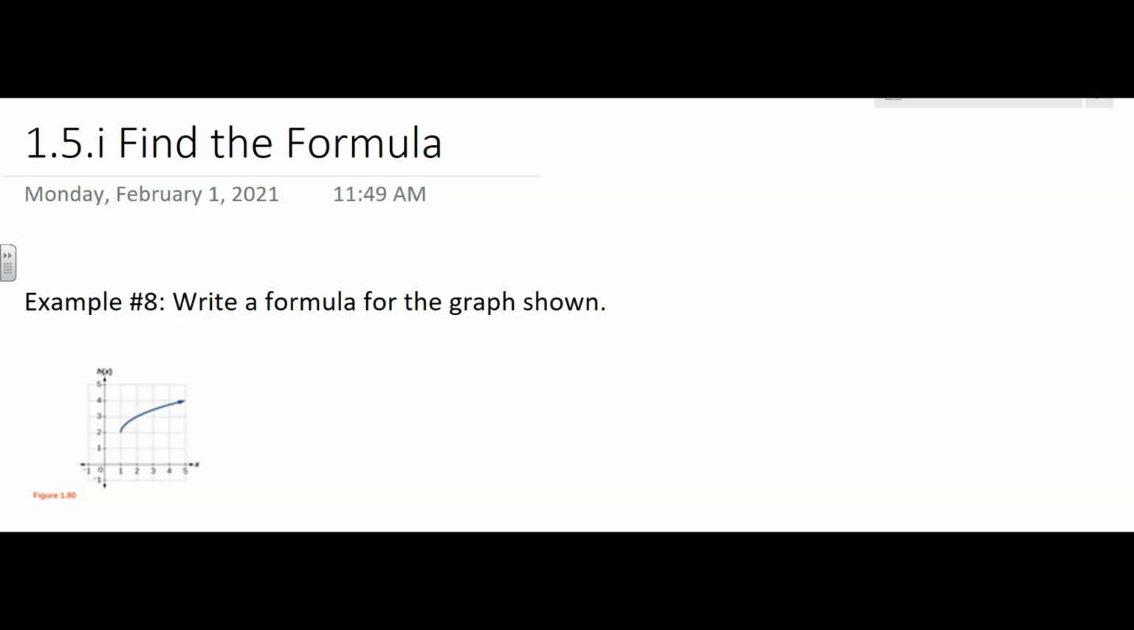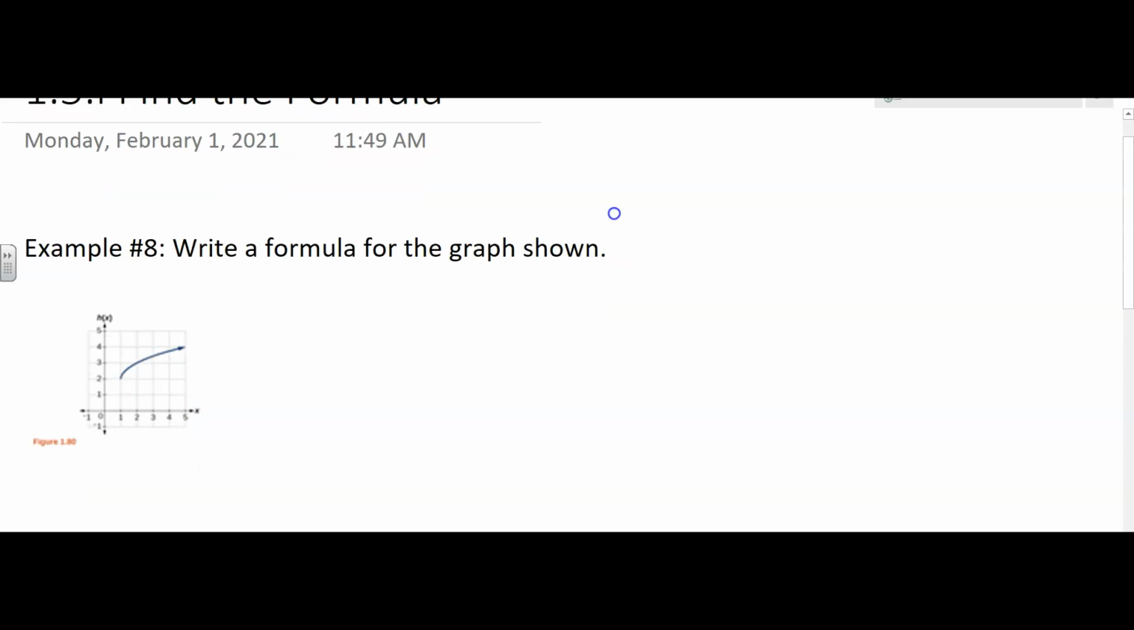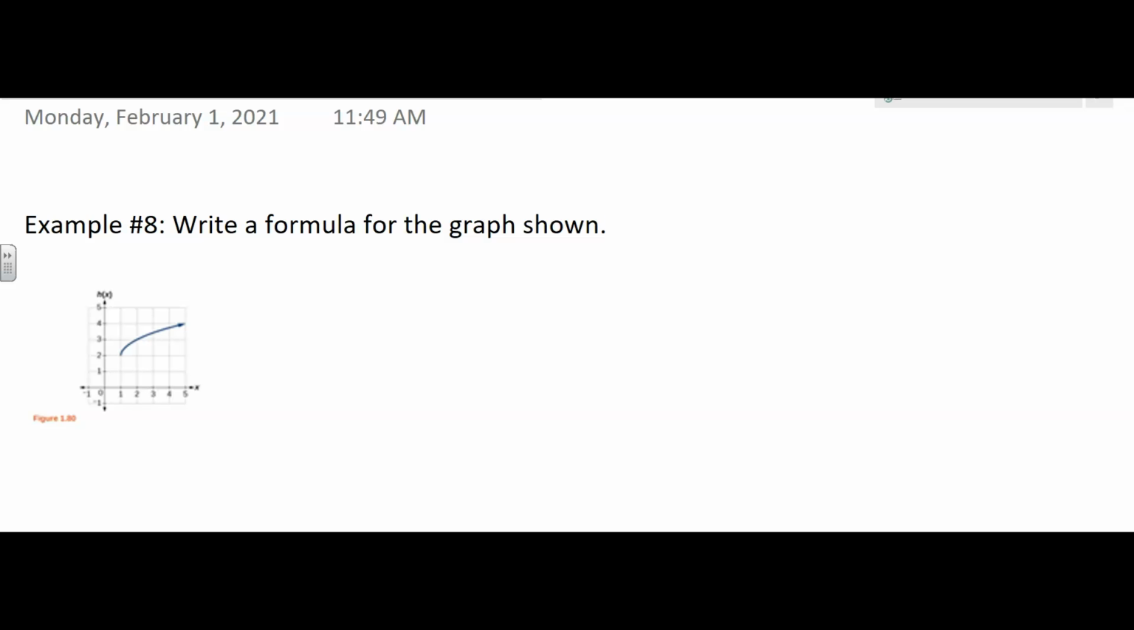Okay, so now they're going to give us a graph, and we have to write the formula for the graph. Now, this is a toolkit function. They tell you that in the book, but I was like, no, I'm going to see if they know which toolkit function it is. But it's the square root function. So if you go and find your toolkit function, for square root it was (0, 0), (1, 1), and then (4, 2), something like that.